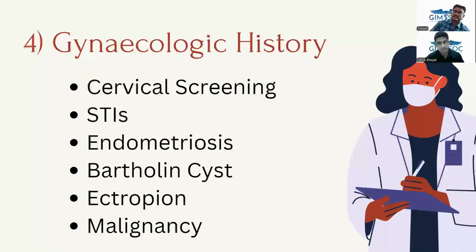Bartholin cyst is basically a gland that's present on the vagina, and this is useful for lubrication. And usually, if a cyst is formed, it can enlarge in size and cause obstruction. So that's why it's important. Ectropion is related to the same, and malignancy. Malignancy is also very important because if the patient has a history of malignancy or a family history of malignancy, you know that you have to make sure that they're going for the right tests. And these are all basically prophylactic to avoid any problems in the future.